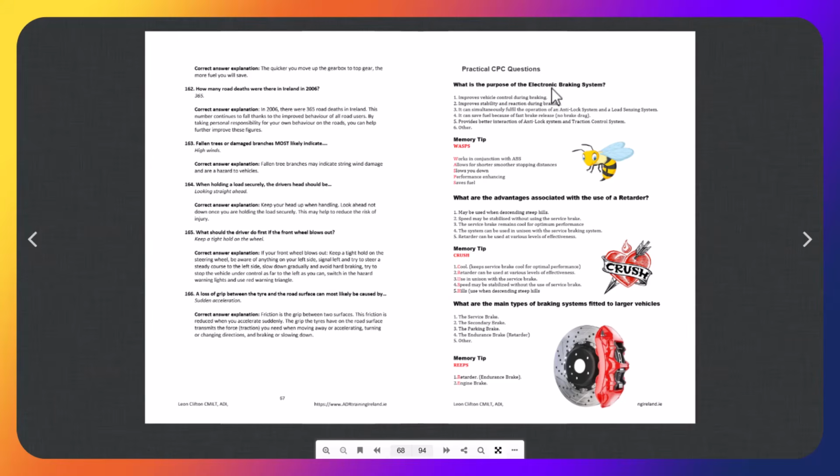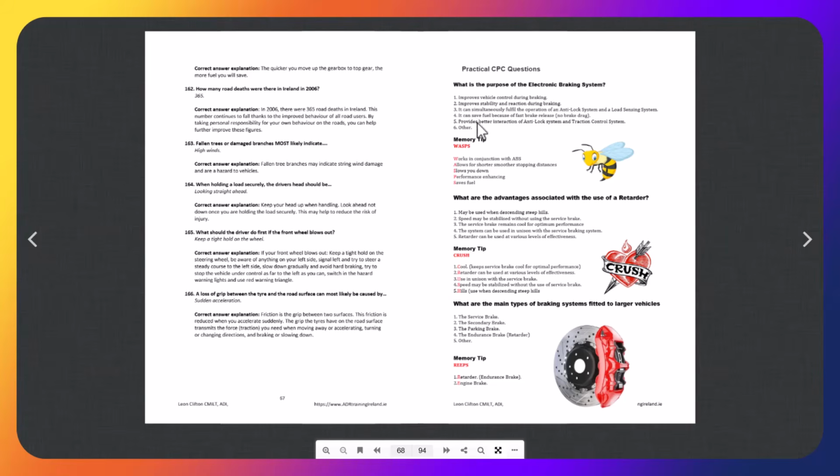So what is the purpose of the electronic braking system? It improves vehicle control, improves stability, reaction time. It can simultaneously, that means at the same time, fulfill the operation of the anti-lock system and the load sensing system. It can save fuel because it has a faster brake release, provides better interaction, and anything else you want to add. Now remember, if you memorize 5 and you forget 2, you still have the 3 you need to pass.